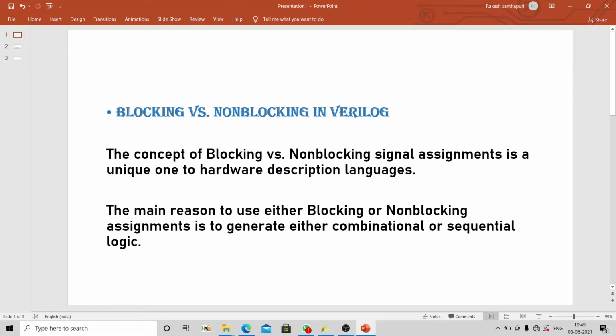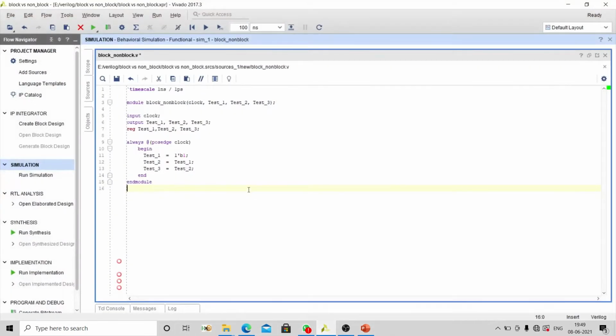Hello to all. In this video, we are going to discuss the major difference between blocking and non-blocking statements. There's always been confusion between these two: what blocking and non-blocking statements are, and when we need to use them. I have written a small piece of code to intuitively understand the difference between both.